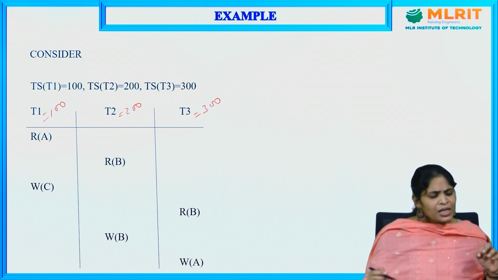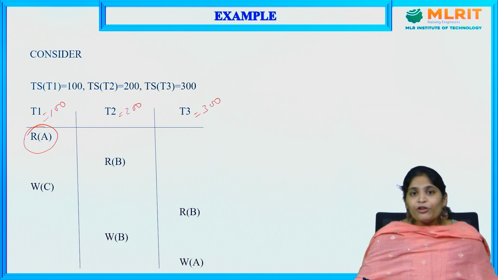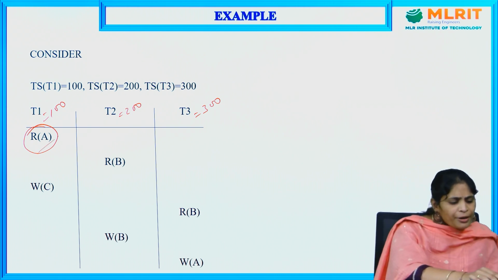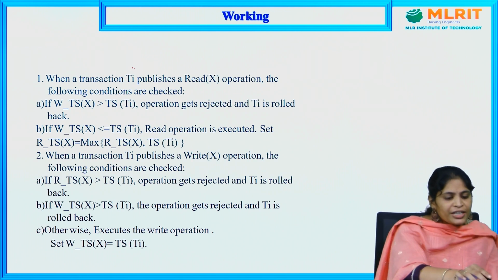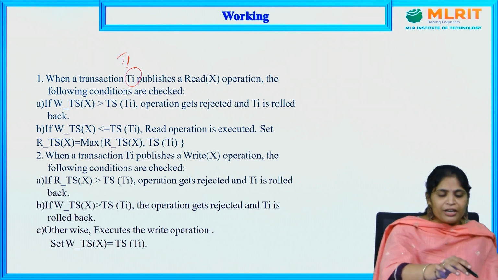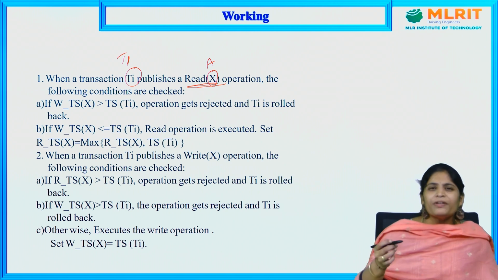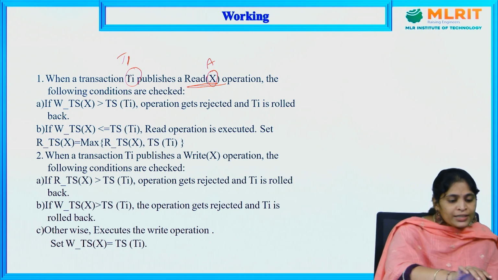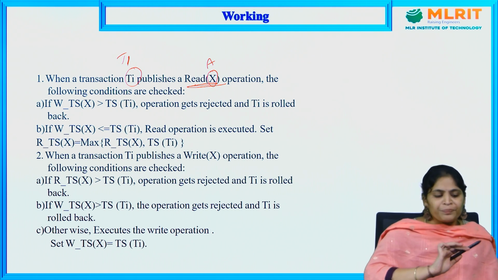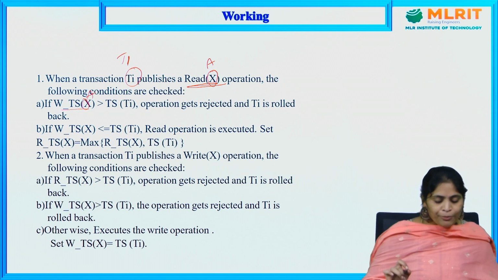Okay. So in T1, what are we performing? A read operation. So if we are performing a read operation, what do we need to check with the formula? Whenever transaction Ti, here the first transaction T1, performs a read operation, in place of X, in the example I have kept A. Whatever data item is kept in the example, you can replace it with the data item here. So the transaction T1 is performing a read operation. Then what do we need to check? The write timestamp of A.